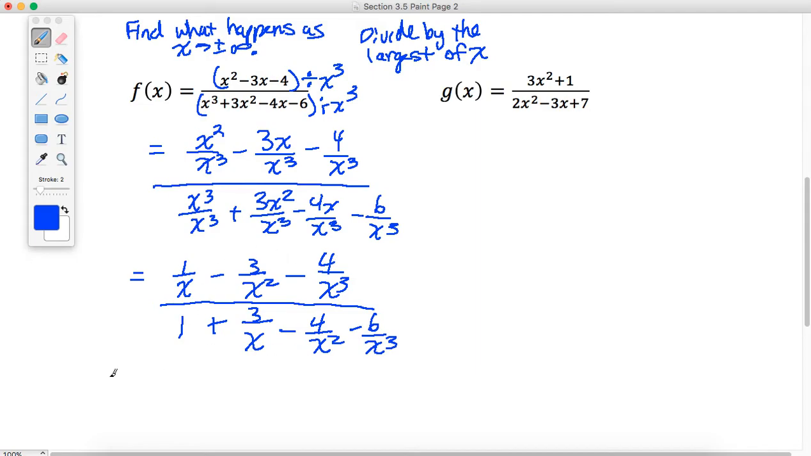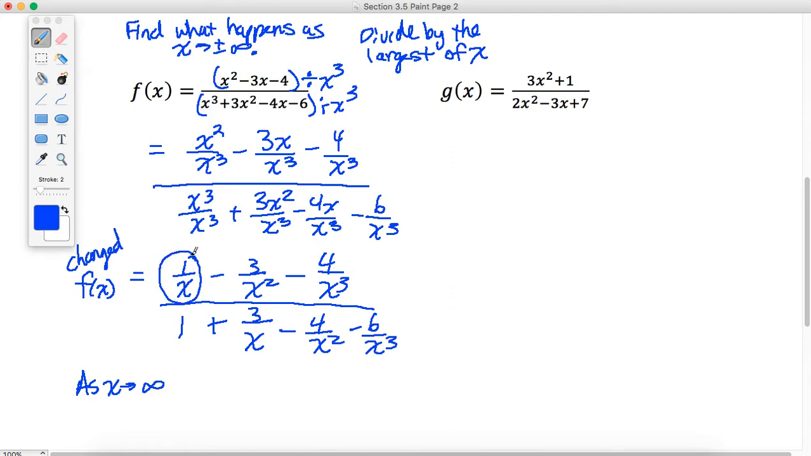Now that I have that, I want to figure out what happens to f of x, because this is still f of x. I just simplified it by dividing the numerator and denominator by x cubed, right? It looks different, but this is still f of x, right? I changed it a little bit. But what I want to do is see what happens to f of x as x approaches infinity, okay? Well, let's look at this one thing here.